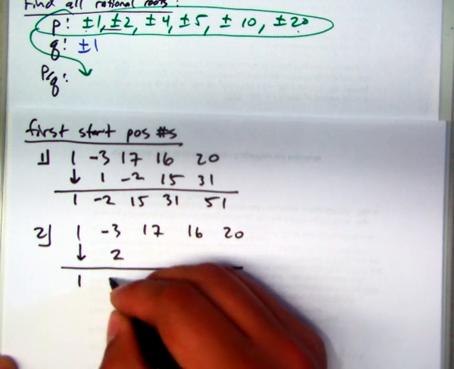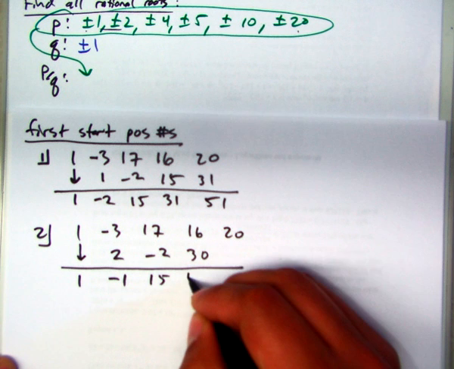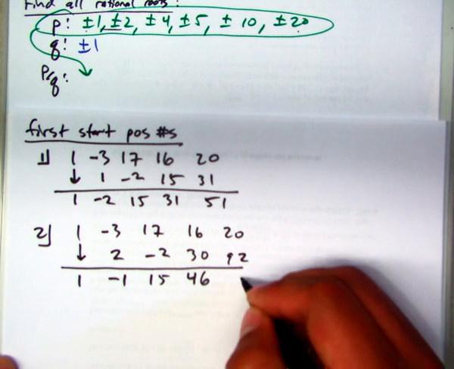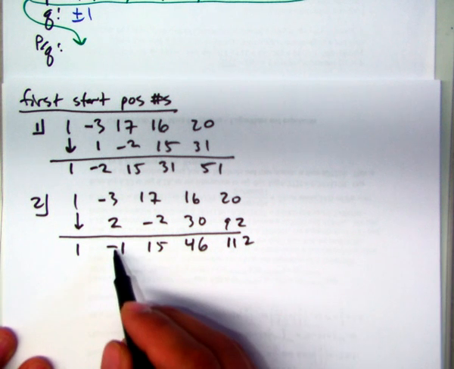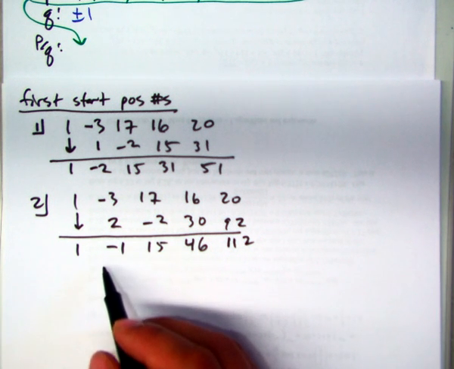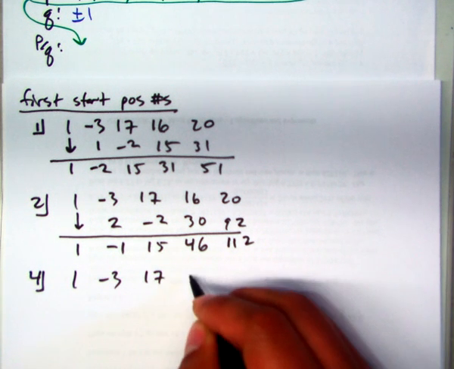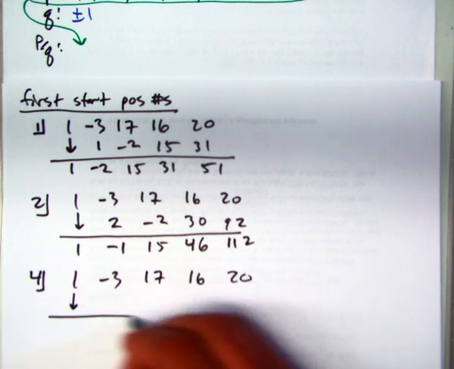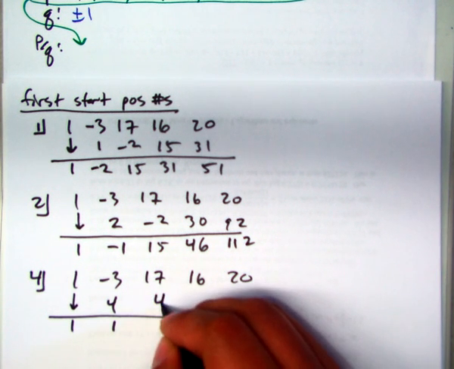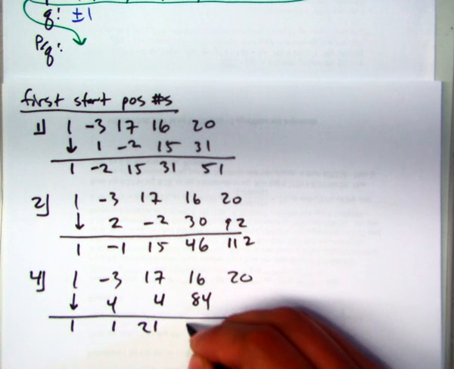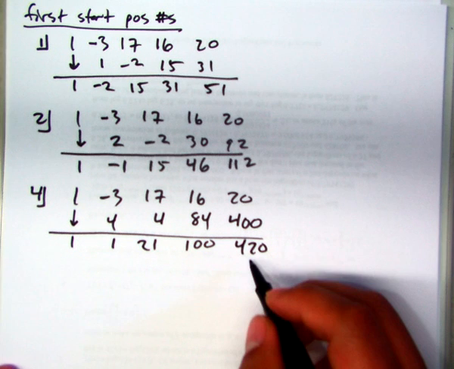So we get 1, negative 1, 15. Same scenario. 2 is not a root. And this negative throws things off, so I don't know anything really. Let's go to 4. Multiply and add. Looks like this one is going to have an even bigger remainder.